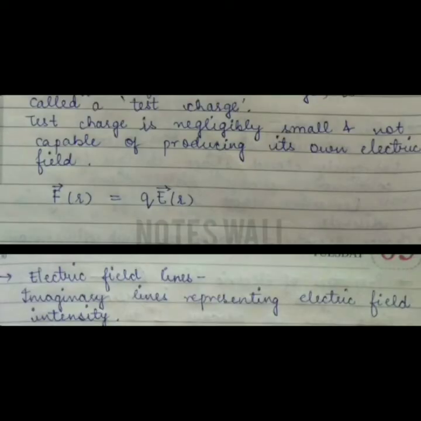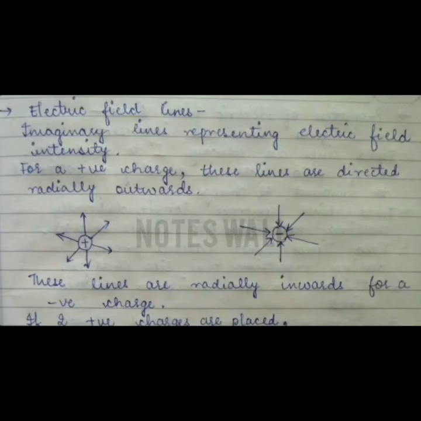You may be wondering whether there is any electric field of the test charge, and the answer is that the test charge is negligibly small and is not capable of producing its own electric field. So we come here with a new definition of force, that is q times the electric field. Force is a vector and electric field is again a vector. Next topic is electric field lines, and these are imaginary lines representing the electric field intensity.